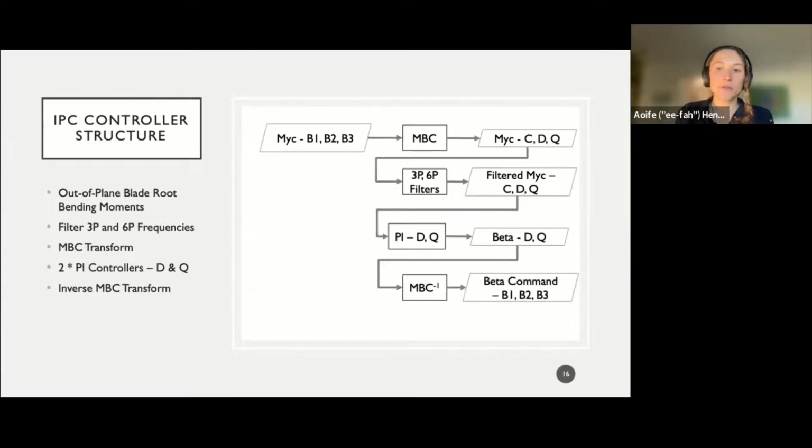The basic structure of the individual pitch controller is given here. The out of plane blade root bending moments are MBC transformed into the non-rotating frame of reference, and the higher frequency load components, which we are less concerned about, are filtered out. These signals are then fed into a proportional integral controller, which outputs the appropriate blade pitch signal in the DQ coordinates, which we then transform back to blade coordinates and feed into the wind turbine system.